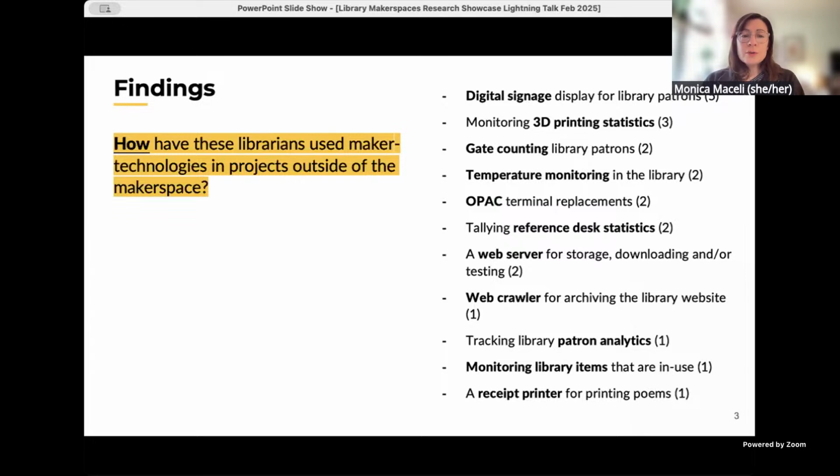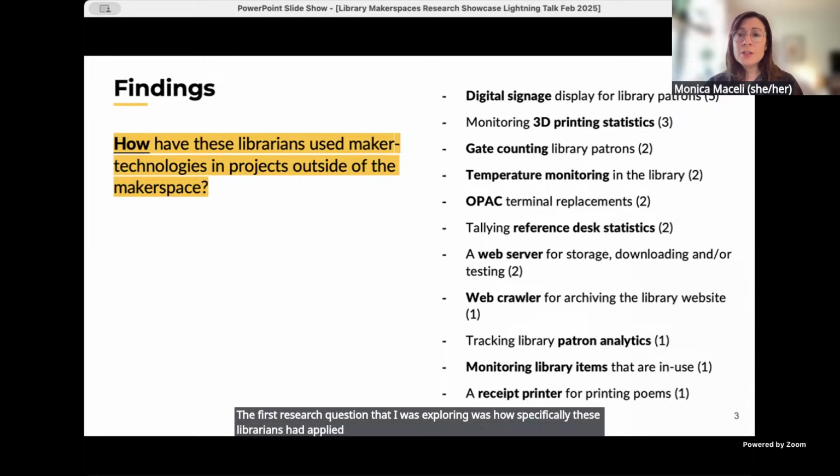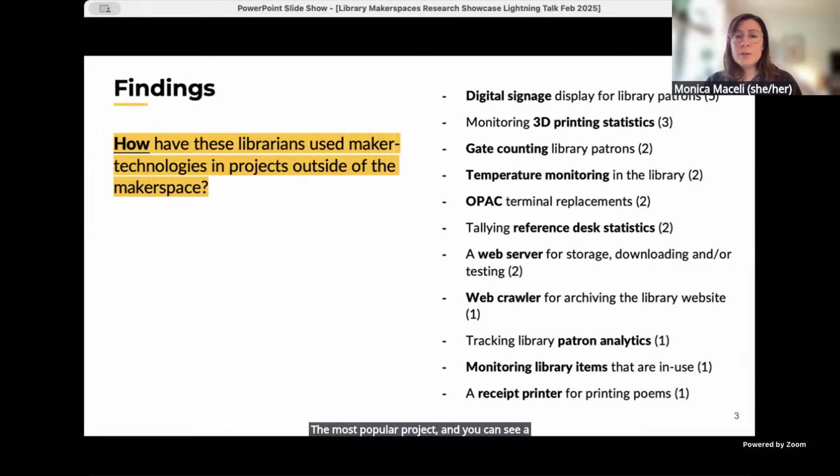The first research question that I was exploring was how specifically these librarians had applied maker technologies in projects in wider library usage. The most popular project, and you can see a list of the top 12 or so projects on the right of the screen, involved using Raspberry Pis to run digital signage throughout the library spaces.